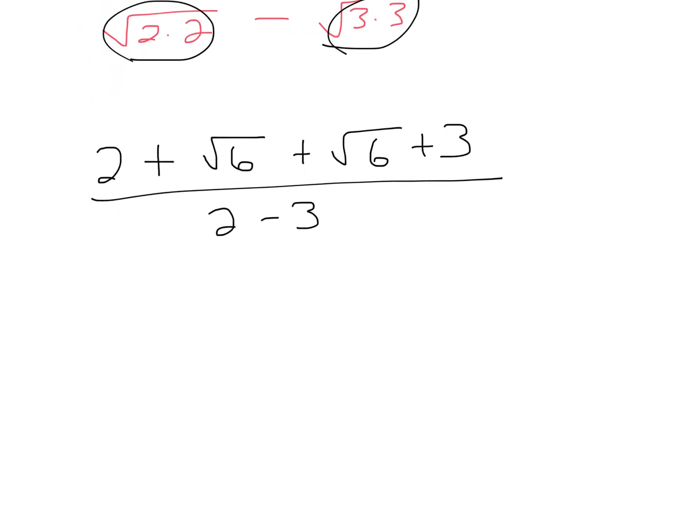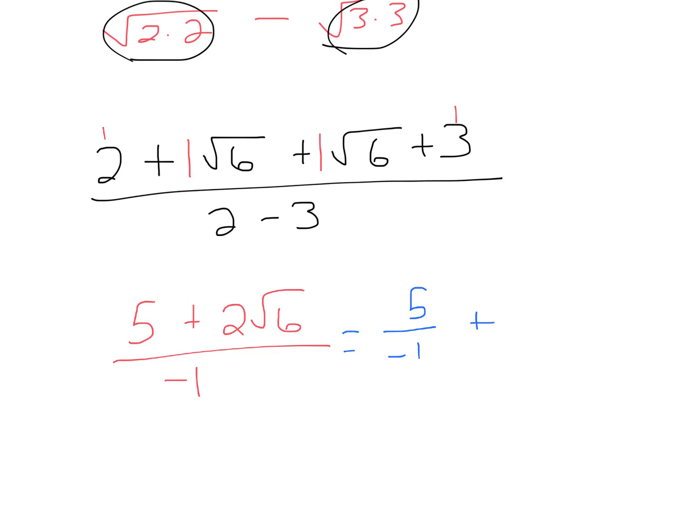So now let's clean up the like terms. So 2 and 3. 2 and 3 gives me a 5. Now I'm going to add these radicals. So 1 radical 6 plus 1 radical 6 is 2 radical 6 all over negative 1. Now, us math people don't like negatives in the denominator, so I'm going to bring these upstairs. So let's separate 5 over negative 1 plus 2 radical 6 over negative 1.